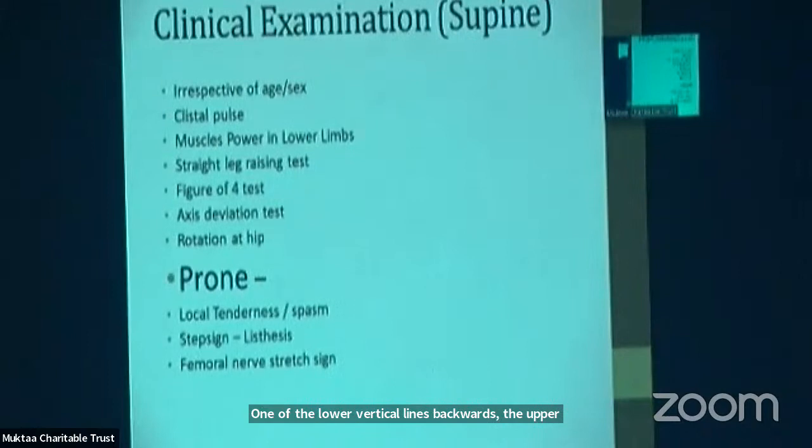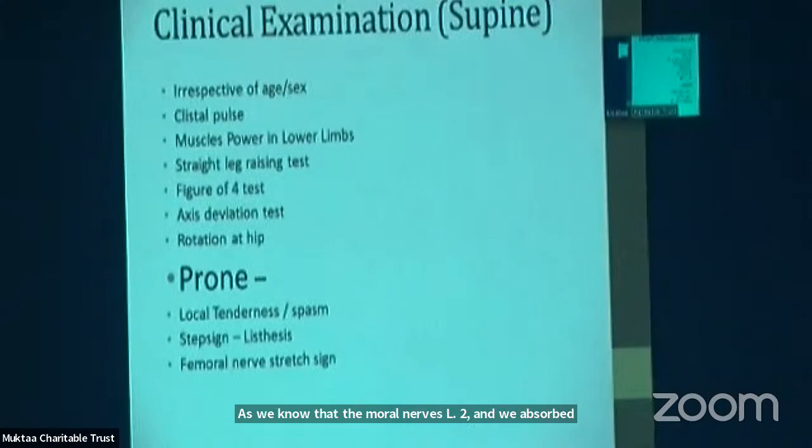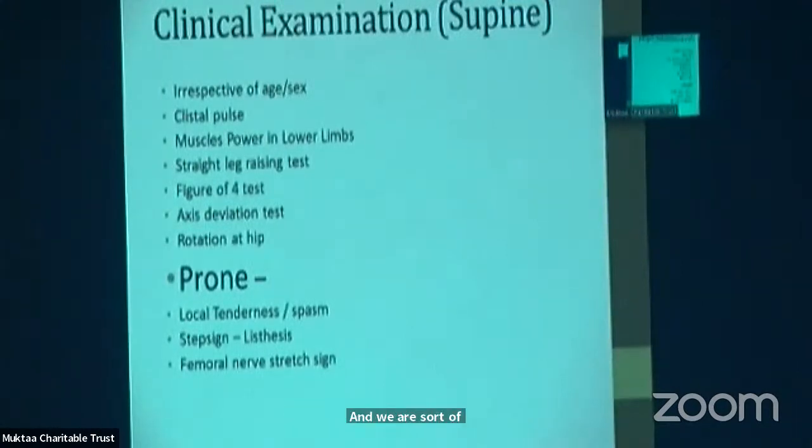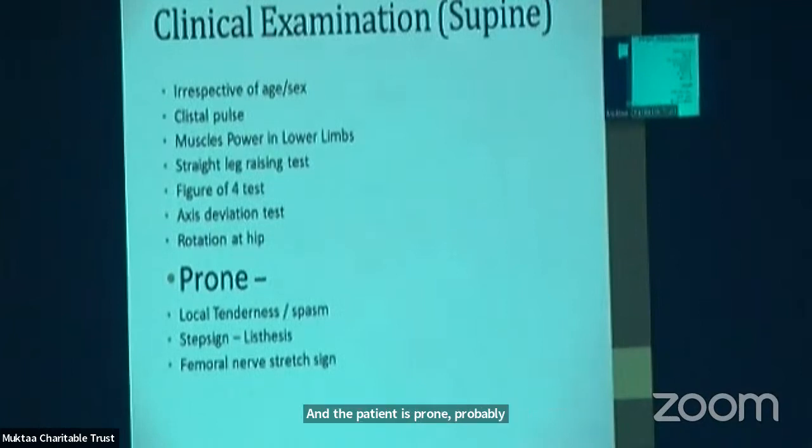And in prone, again, the femoral nerve stretch sign should be checked because a higher lesion, as we know, the femoral nerve is made up of the L2, L3, L4 roots, and it crosses anteriorly in the thigh. So you have to lift the leg from the knee when the patient is prone, so as to ascertain the femoral stretch test. So this is clinical examination.